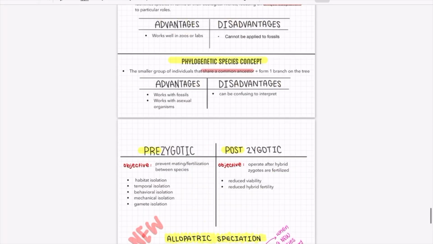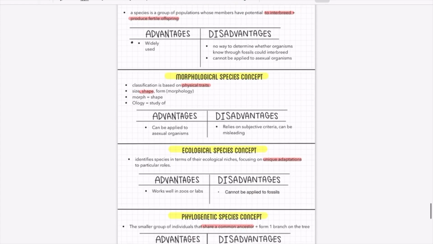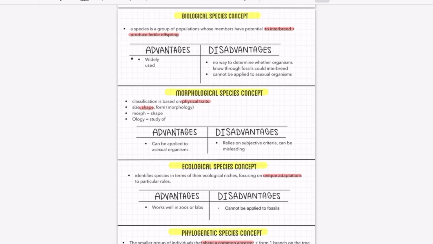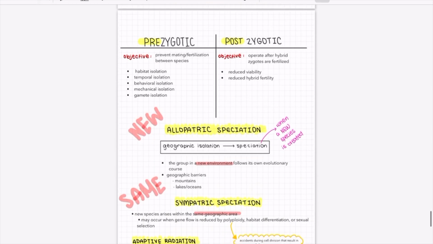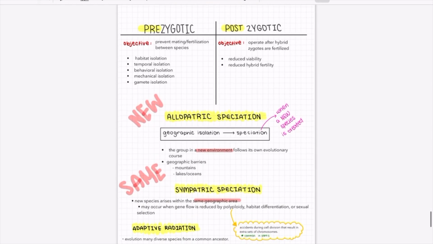So today we went over four different species concepts: the biological, morphological, ecological, and phylogenetic species concept, and we covered the advantages and disadvantages of both. Next, we went over barriers, including prezygotic and postzygotic, and gave examples of the ways they could operate and the goals of both. Next, we learned to differentiate between allopatric and sympatric speciation, and we had a little tidbit about polyploidy, and we learned a little bit about adaptive radiation.